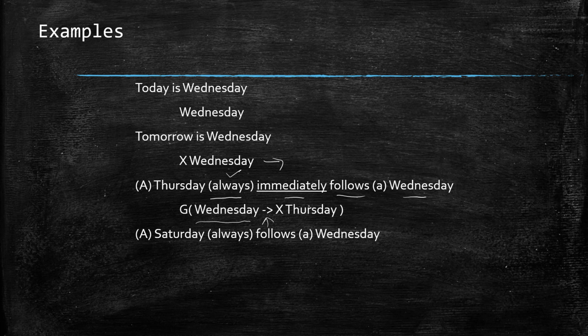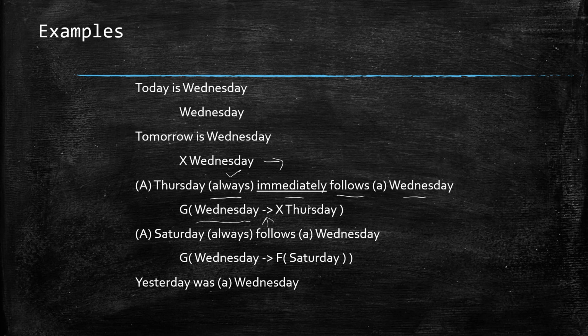And the next one is Saturday always follows a Wednesday. So we have removed that strict condition of immediately. It means that we can make use of some other operator which is less strict than this next. So we can write this as G Wednesday implies future Saturday, where there is a day which is Saturday and which occurs after Wednesday, not immediately in the next state or next instance of time, but after maybe a few states or few instances of time.